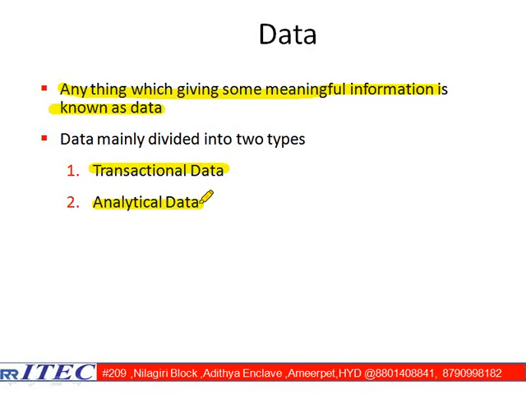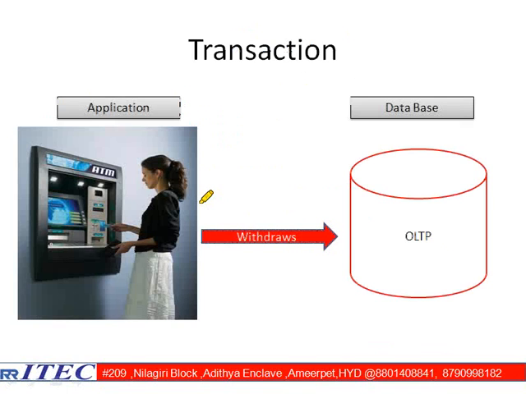Whatever business you take, there should be some transactional data. Yes or no, sir? It may be any business. There will be some transactional data. Let me give some examples of how we get this transactional data so that we come to understand it. See this diagram. Whatever she is doing now, she is withdrawing some amount from our account at the ATM. I can say this is one transaction. Whatever data is generated due to this transaction is called transactional data.